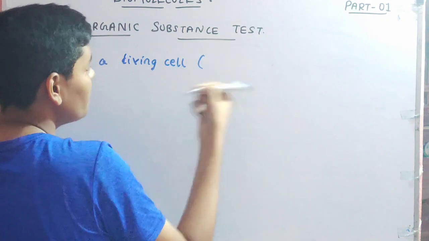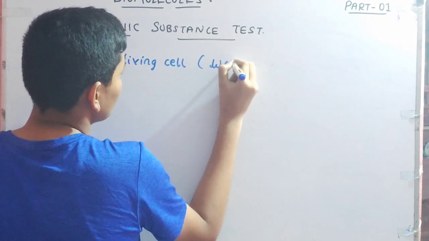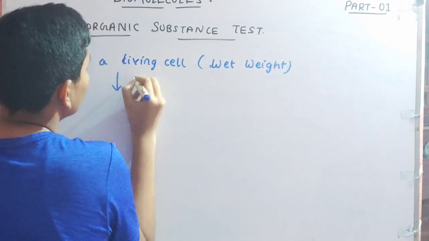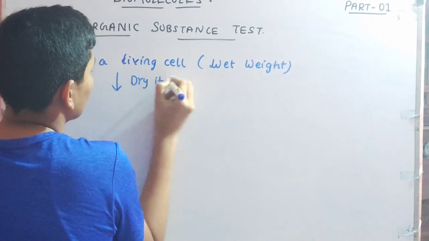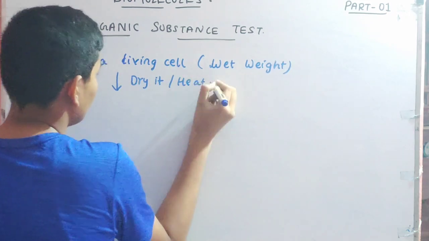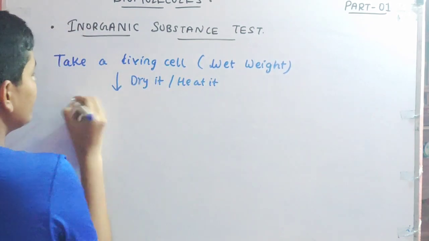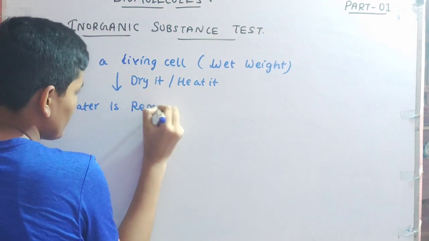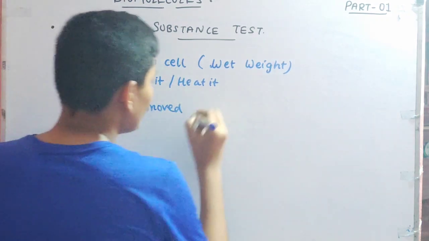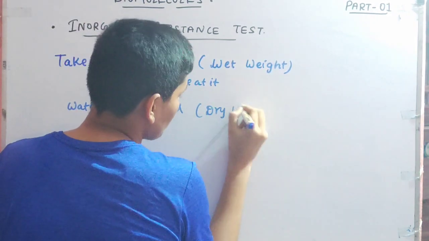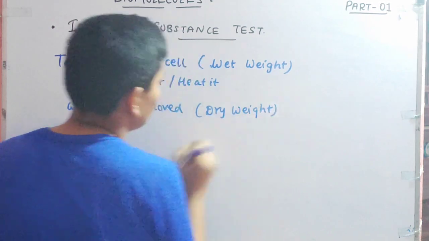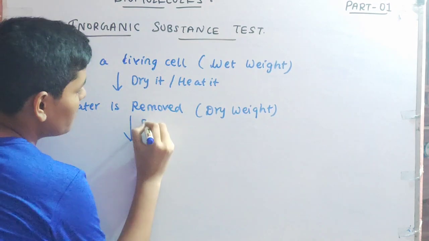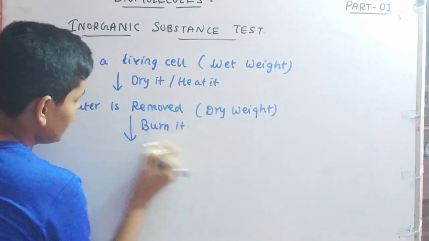This living cell, if we weigh it, this is known as wet weight. What we do is we dry it or heat it. So after drying or heating it, water is removed by evaporation. This weight is known as dry weight. After this, what we do is we burn it. Then ash remains.